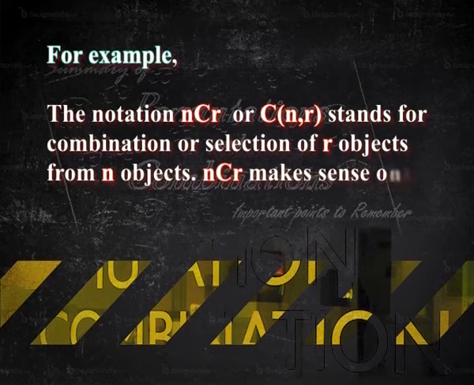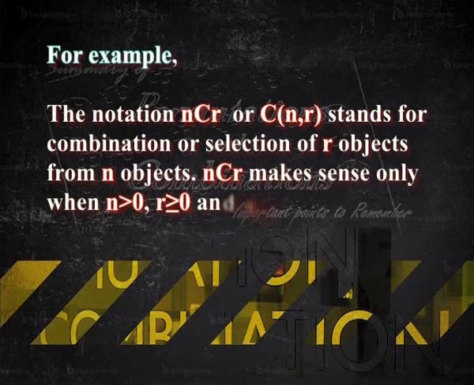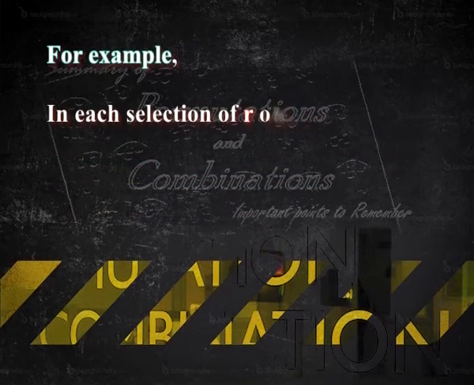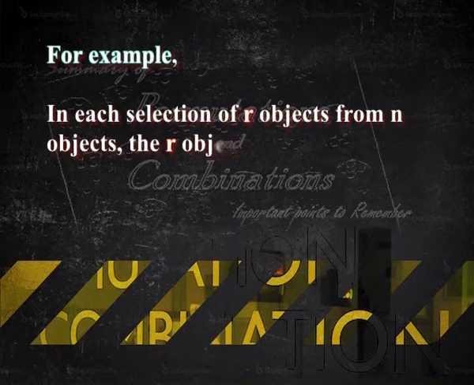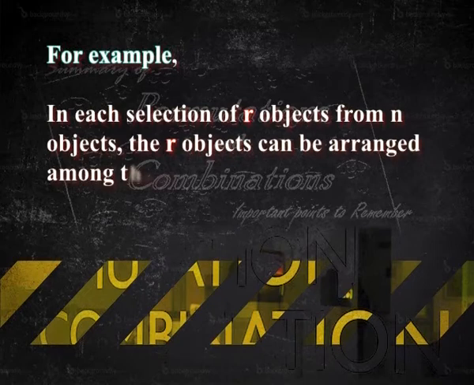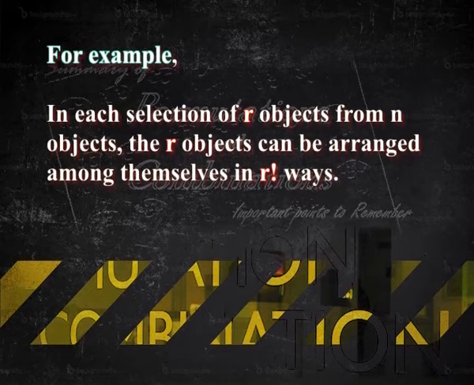N choose R makes sense only when N is greater than 0, R is greater than or equal to 0, and N is greater than or equal to R. In each of these selections of R objects from N objects, the R objects can be arranged among themselves in R factorial ways, that we know.